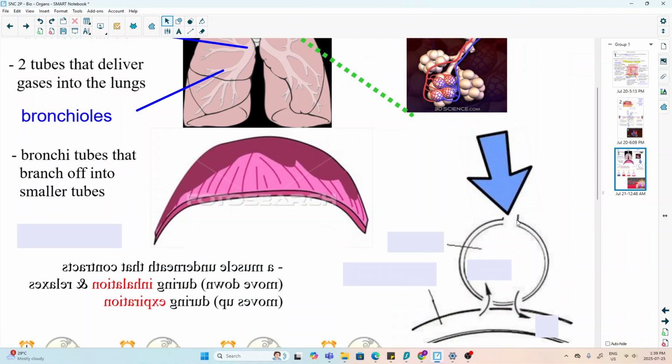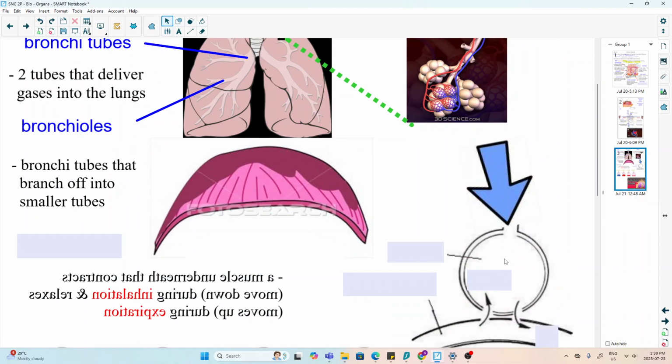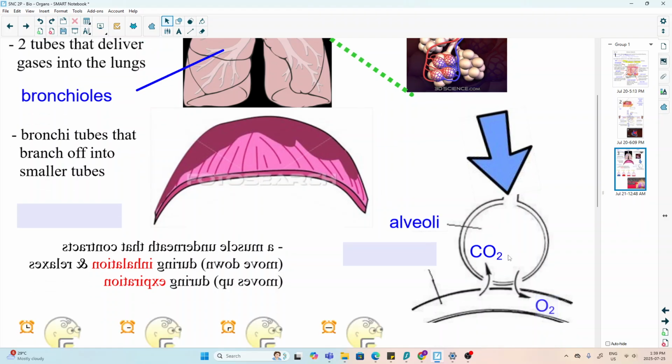So here I have a little diagram showing at the bottom, that's the sac, the alveoli. The CO2 comes in, and then the O2 comes out into the blood. And this is my blood vessel, my capillary.